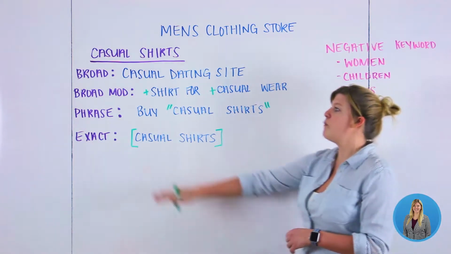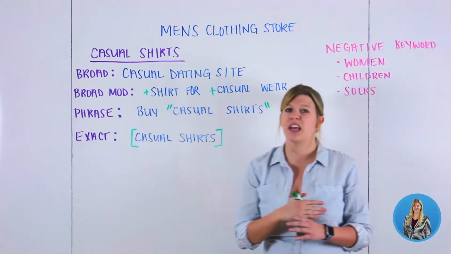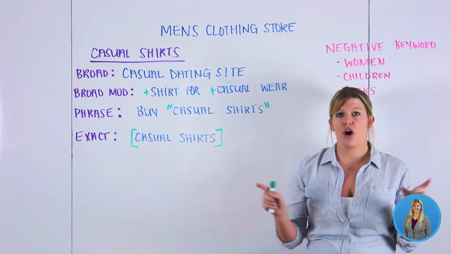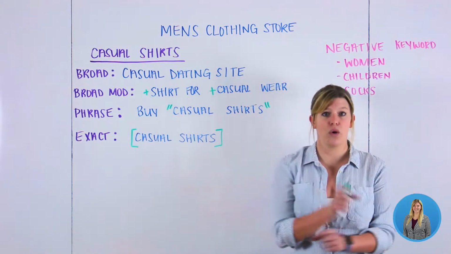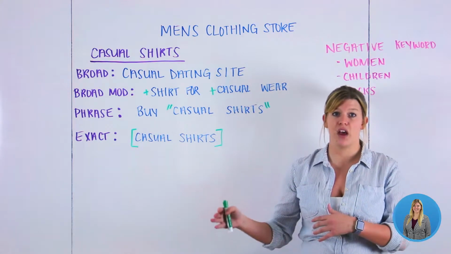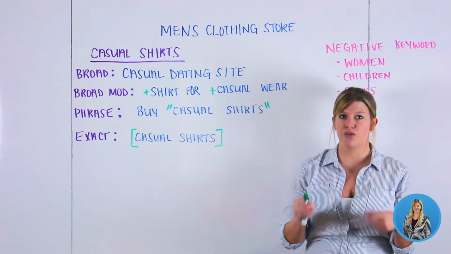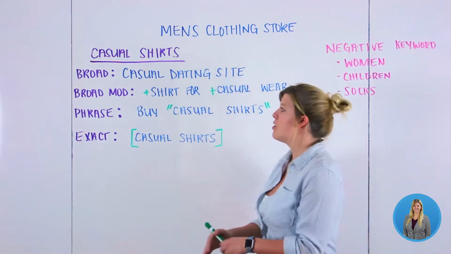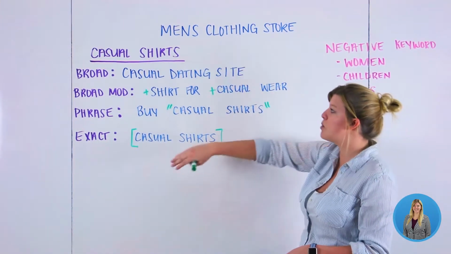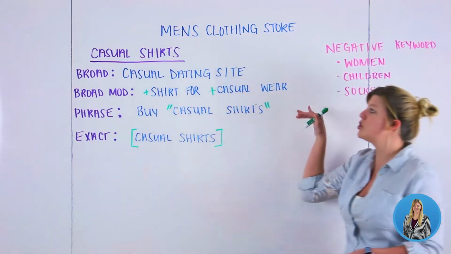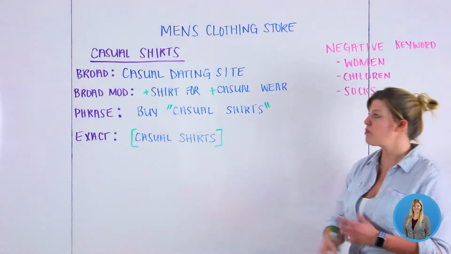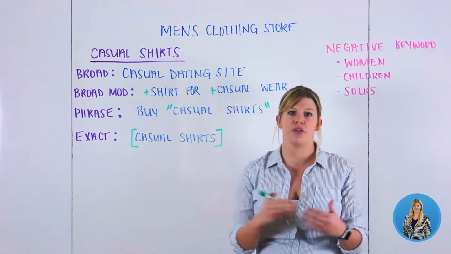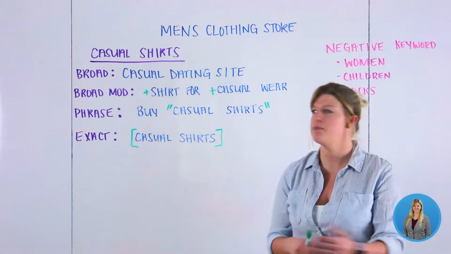For broad modified, it's indicated by plus signs. This means that the words that are in your keyword can come in any order, and they can also have any other word with them, but both of the words or all of the words that are in your broad modified keyword have to show up in the search. So for my casual shirts keyword, I could come up for short shirts for casual wear. A little bit more targeted there. It gets a little bit easier to make sure that people are searching for what you have to give them.